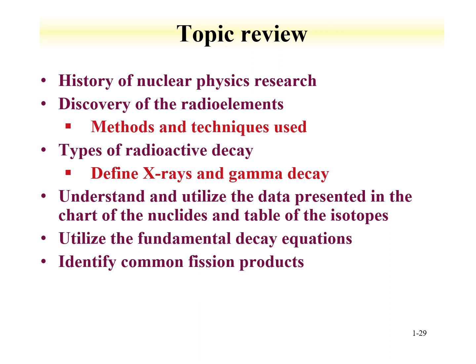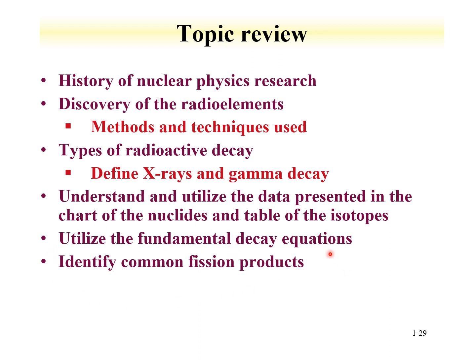Types of radioactive decay: alpha, beta, gamma, spontaneous fission, electron capture. We also discussed the difference between gamma rays and X-rays. We gave some examples of how to utilize the data presented in the chart of the nuclides and table of the isotopes. We talked and demonstrated some of the fundamental decay equations. If I know the half-life of something, I know the initial amount. At a given time, I can predict how much is remaining.